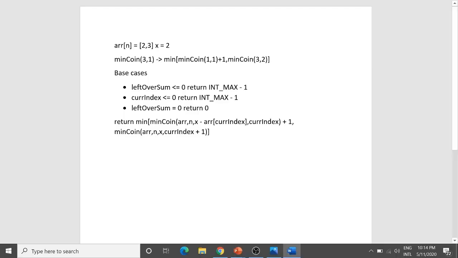Now coming on to the explanation, what do we have over here? We are given a denomination array of 1, 2, 3, and we need to make an amount of 4. So what do we have? We have some base cases and we have a recurrence relation over here. But why are we returning all this? 0, int max minus 1, int max minus 1. I think it would be far better if I just go to the recursive tree and discuss all these things over there.